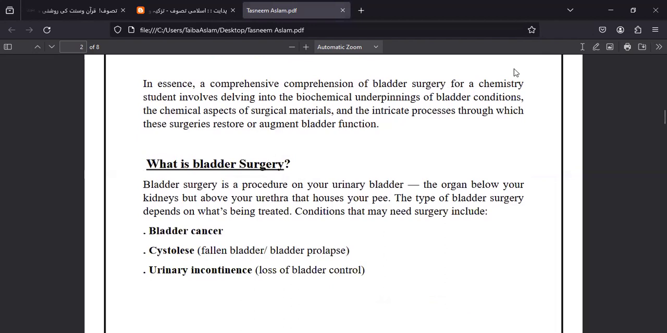Next, we will discuss what bladder surgery is. Bladder surgery is a procedure on your urinary bladder, the organ below your kidneys but above your urethra that houses your pee. The type of bladder surgery depends on what's being treated. Conditions that may need surgery include bladder cancer, cystocele, fallen bladder or bladder prolapse, and urinary incontinence, which is loss of bladder control.